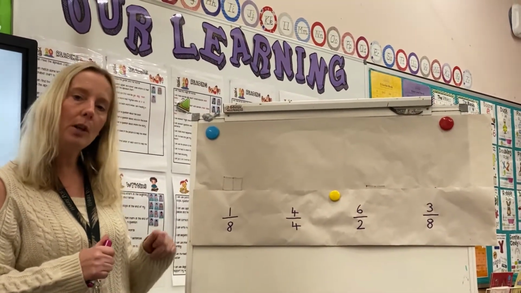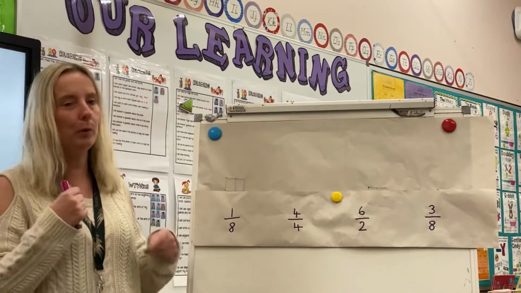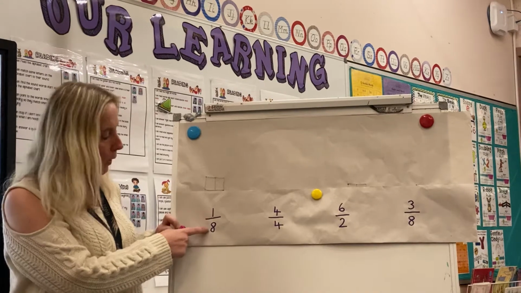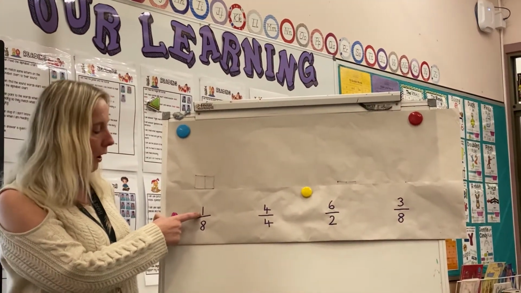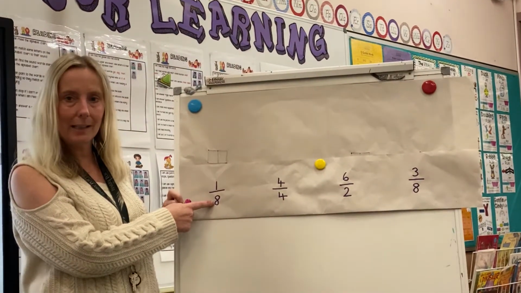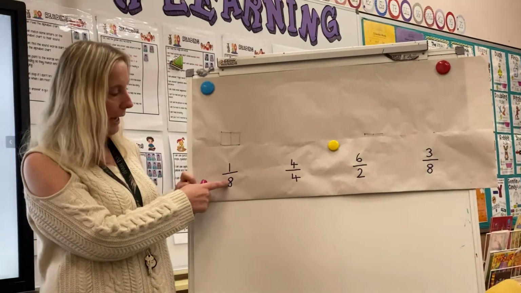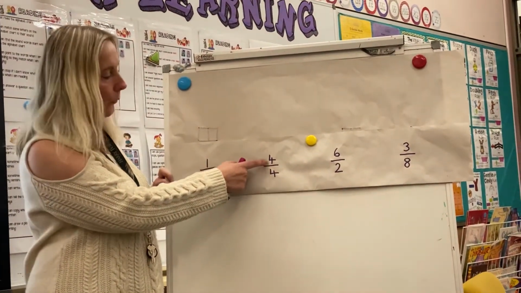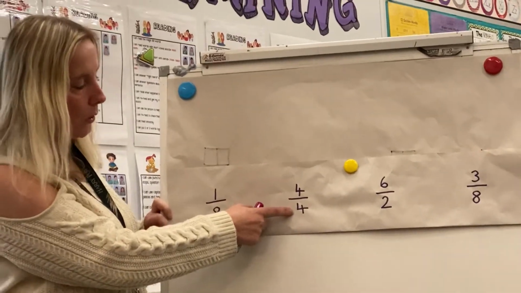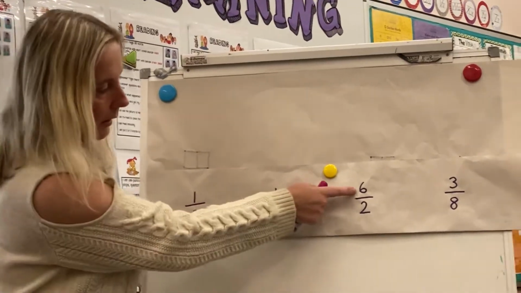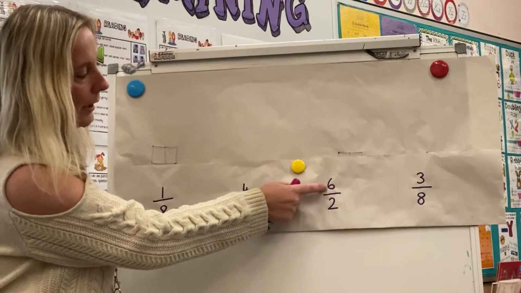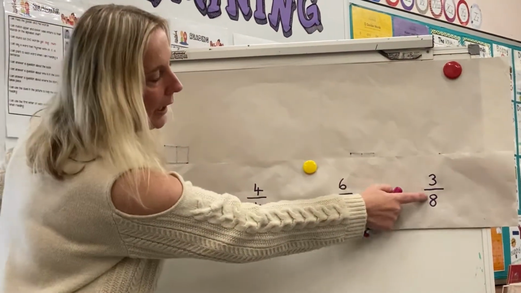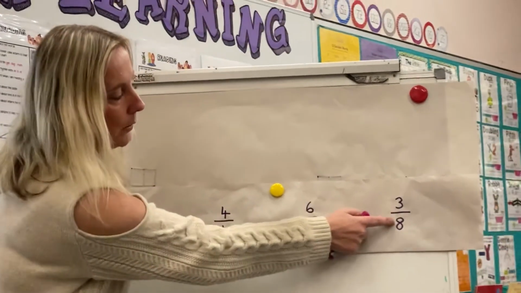But there's also another good way to read fractions to help you understand them a bit better. Instead of saying 1/8, you can say 1 out of 8. 4 quarters, 4 out of 4. 6 halves, 6 of 2s. And 3 eighths, 3 out of 8.